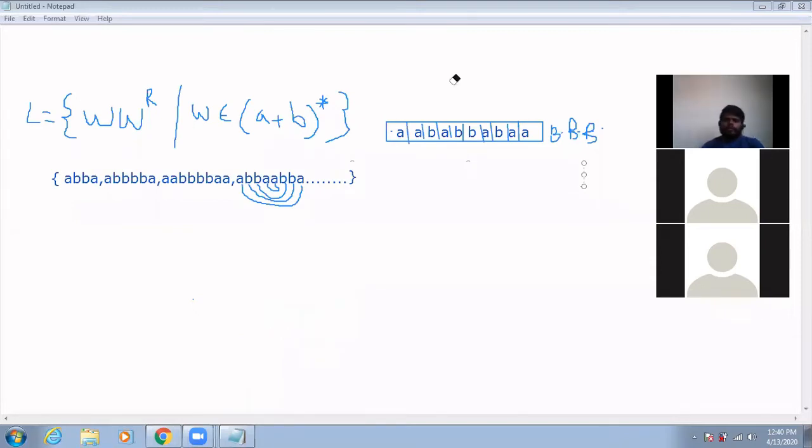Okay. Now we will construct the Turing machine. The construction is very easy. The only thing is that developing the logic is important. That's it.